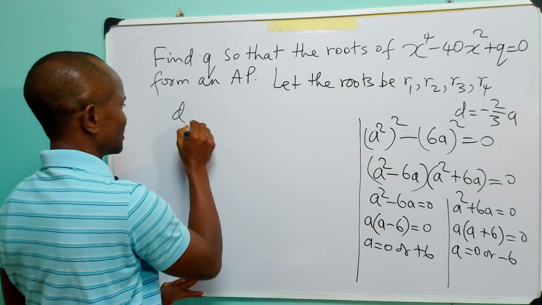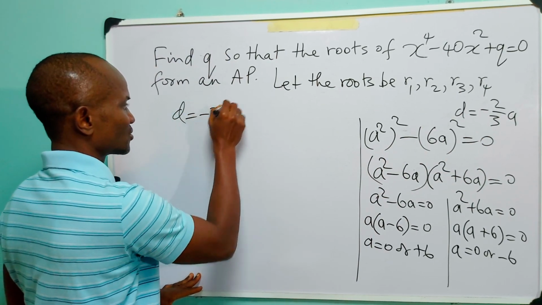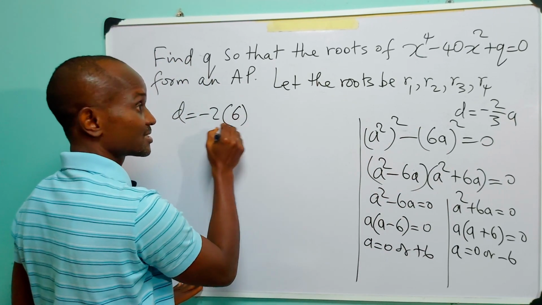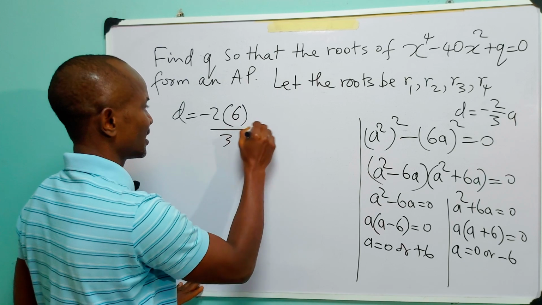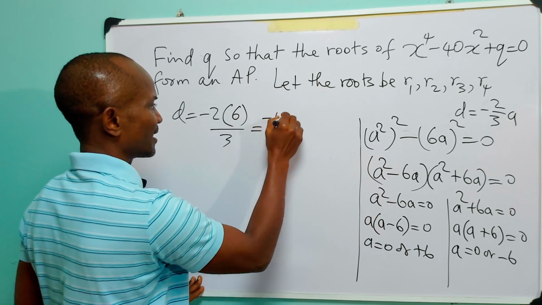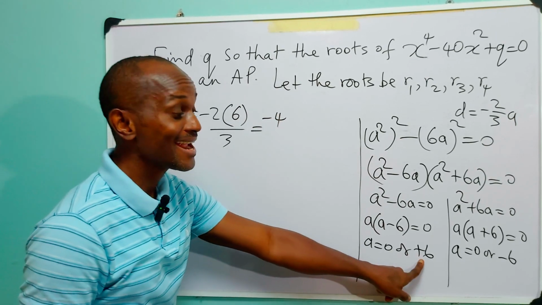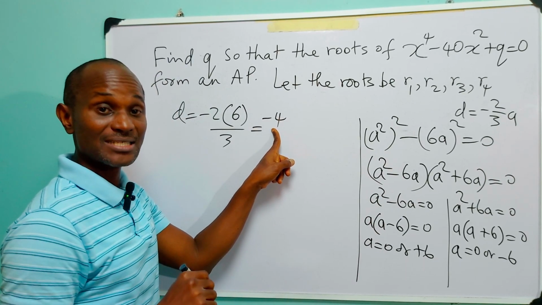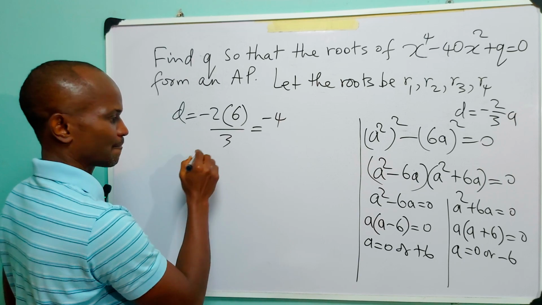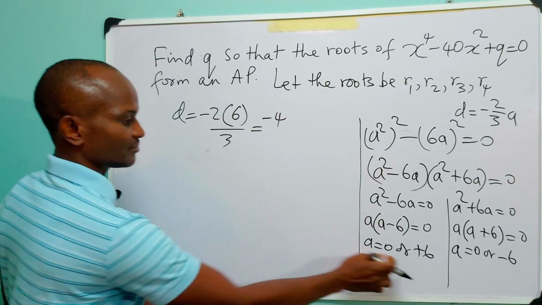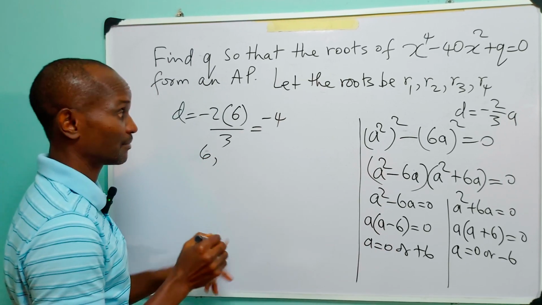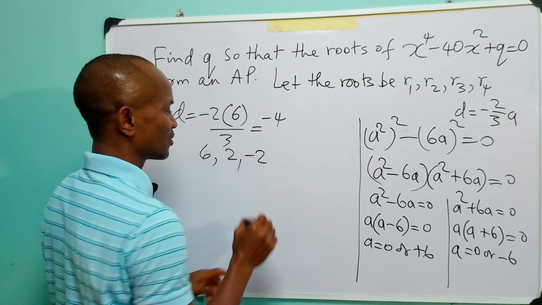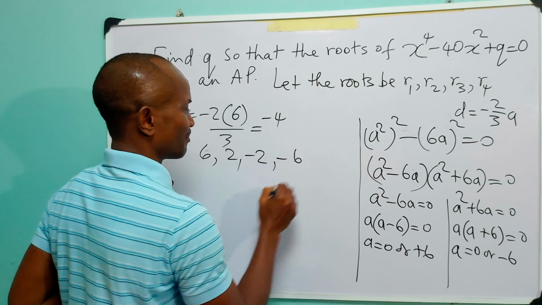So we have that d is equal to minus 2a over 3. When a is equal to plus 6, we have minus 2 times 6 over 3, and that is minus 4. So when a is equal to plus 6, we have d as minus 4, giving us the arithmetic progression as 6, the first term, minus 4, 2, minus 4, minus 2, minus 4, minus 6.